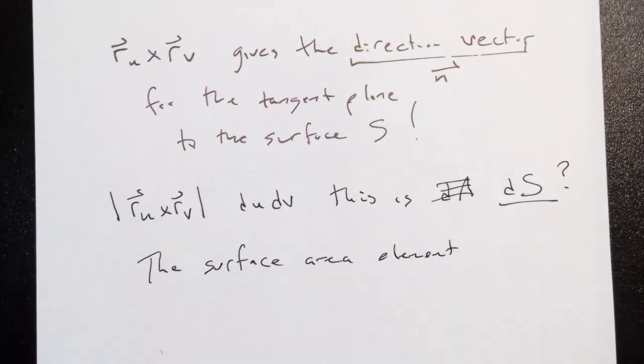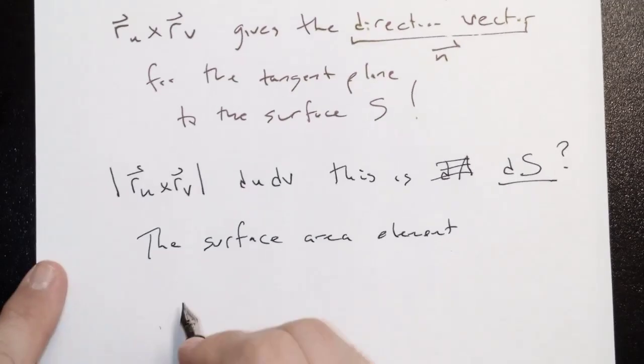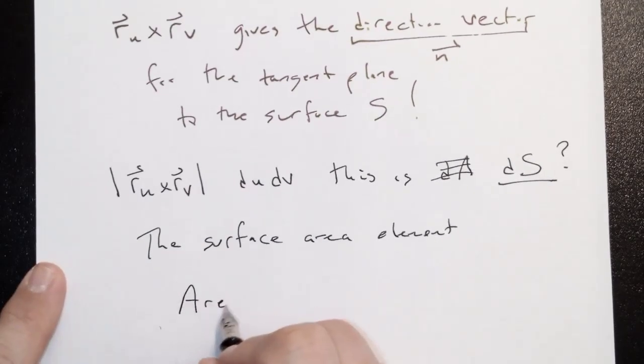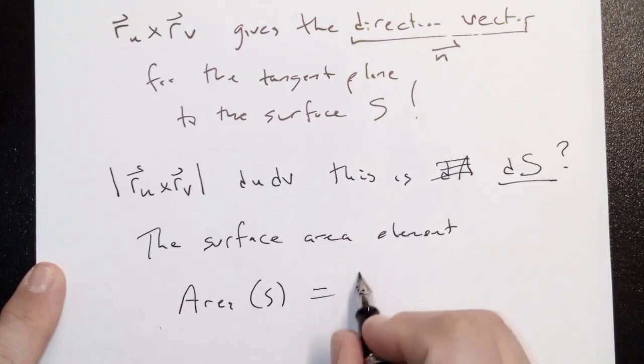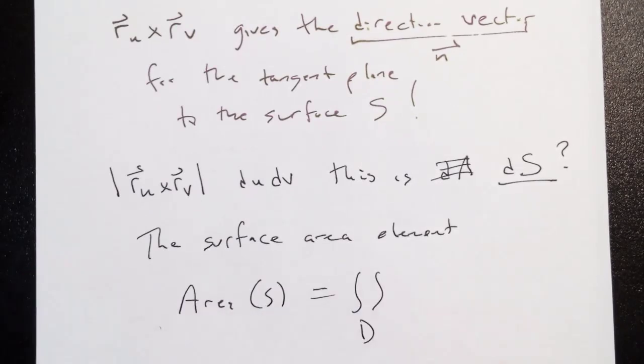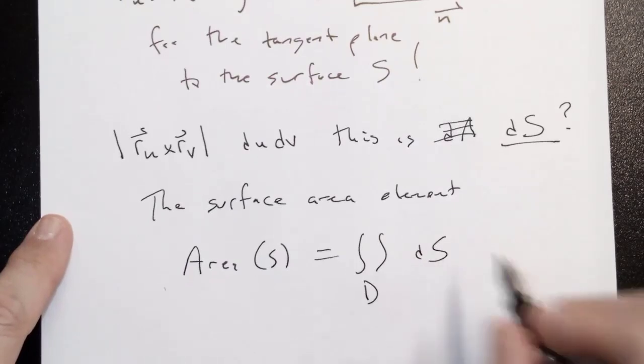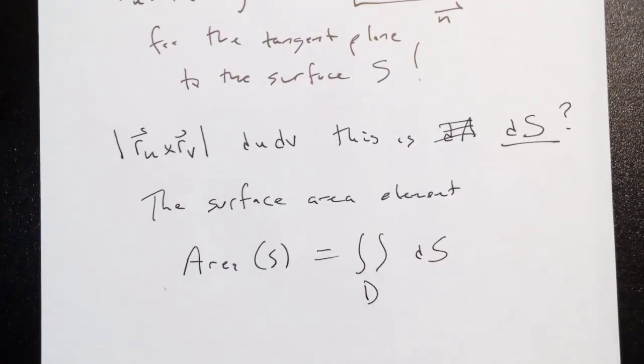For those of you that play high-resolution video games, when they talk about the polygon count, that's what they're talking about. They're talking about how little the bitty polygons are. I'm making little bitty rectangles. That's my area piece. So if I want the area of my surface, I really want the double integral of this. Notice that's a capital S, not a little s. We use d little s for arc length. I'm using d capital S for surface area.